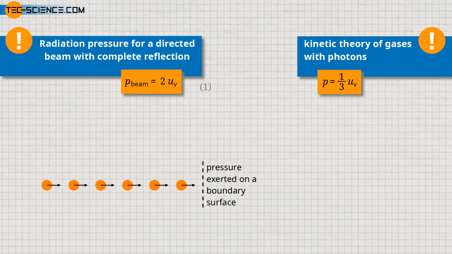So the following relationship between radiation pressure and energy density applies for a directed beam of photons with complete reflection. We will derive this formula in detail in another video.